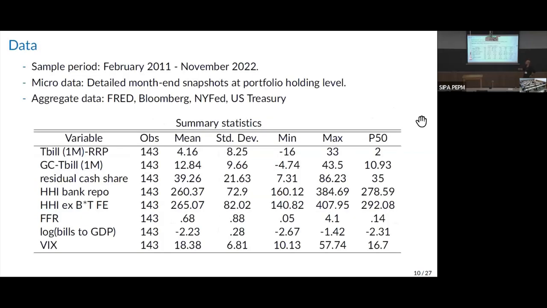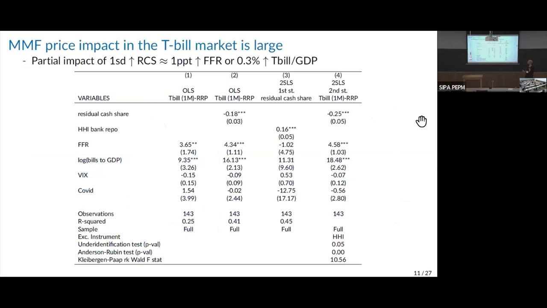And our data is going to be basically coming from the SEC filings of money market funds. So it's February 2011 to end of 2022. We're going to use the detailed month and sector at the portfolio holding level, and the aggregate data will be very similar, and summary statistics. So this is our first aggregate regression, where we're regressing the 1 month T-bill rate minus RRP on things.